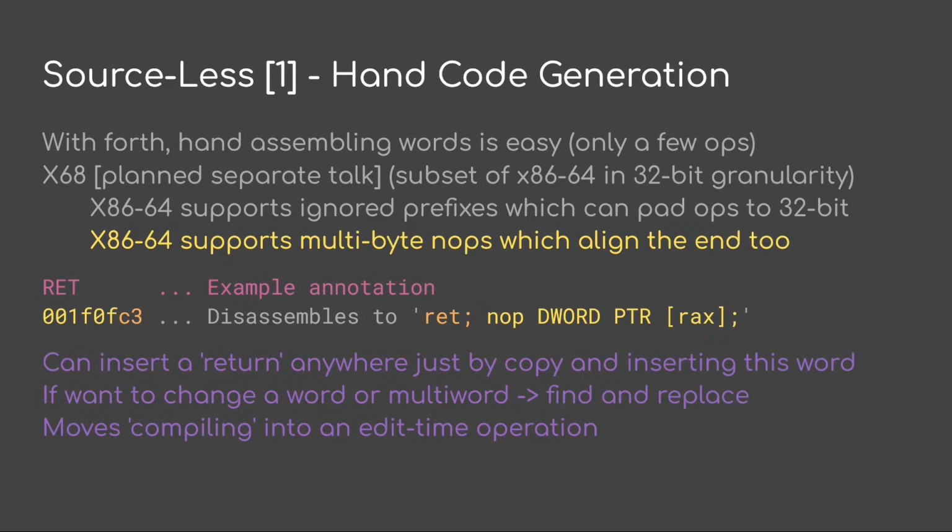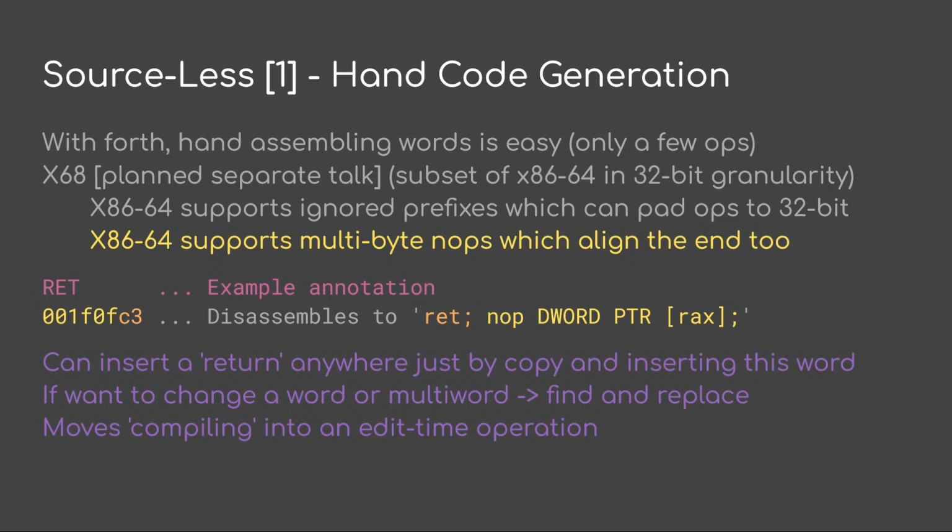So part of sourceless programming is how do you generate code? And with Forth, hand assembling words is actually relatively easy because you don't have that many low-level operations if you're doing a stack-based machine. I invented something called x68, which I'm planning to do a separate talk on. It's a subset of x64, which works with opcodes at 32-bit granularity only. Note that x86-64 supports ignored prefixes, which can pad opcodes out to 32-bit. And we also have multi-byte no-ops, which can align the ends too.